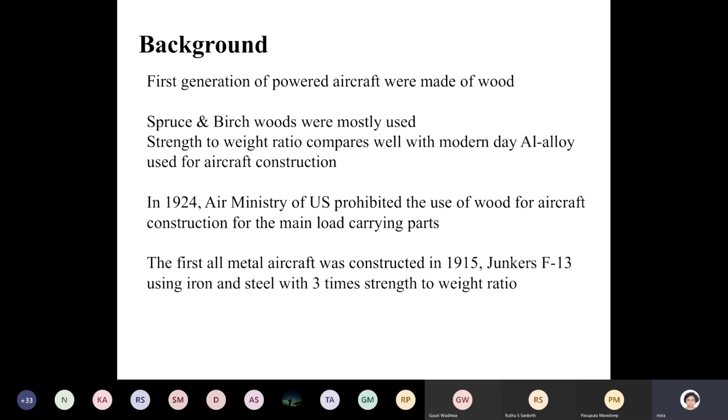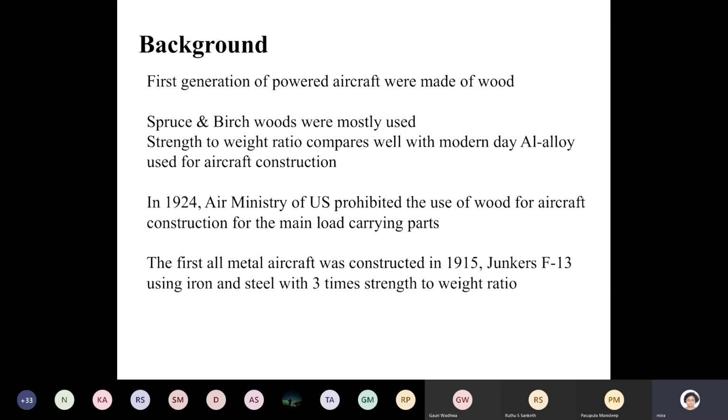That was one reason, and the other reason was that the supply of this high quality wood, which was usually spruce or birch, was becoming scarce. The other thing was that the craftsmanship required to produce those high quality constructions was also becoming rare, and that initiated the use of metal for construction of aircraft.